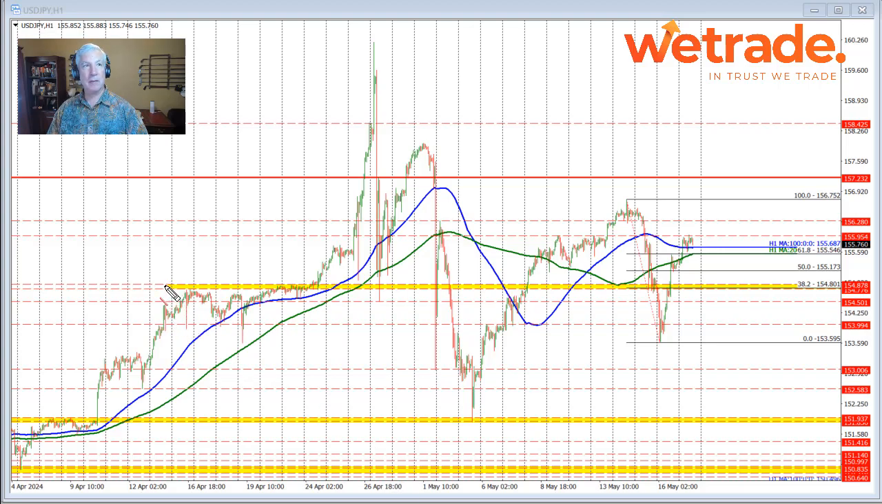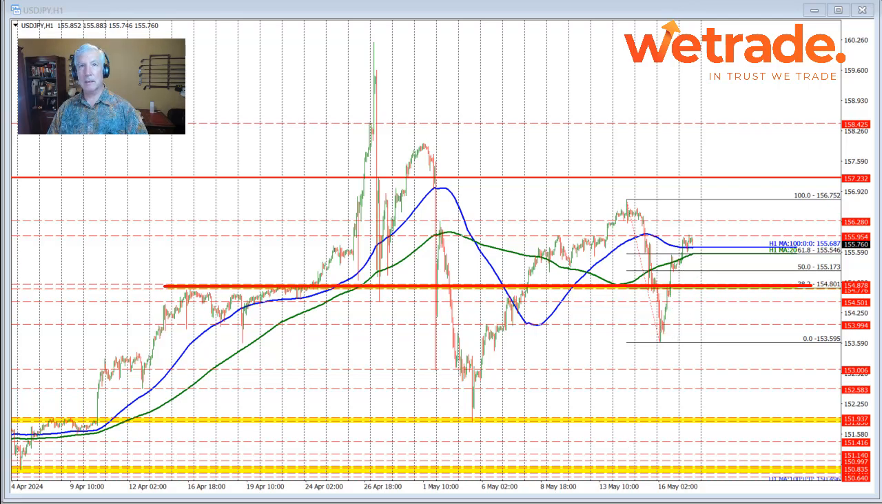I'm going to put a red line through this yellow area right through here. You can sort of blur your eyes and see how it was a ceiling and then a floor. We fell a little bit below the floor with the intervention, but then moved above it here and tried to hold support against it in Wednesday's trade into the close, but fell below it on Thursday, and then came back up to it in Thursday's trade and then broke above it, increasing the bullish bias.